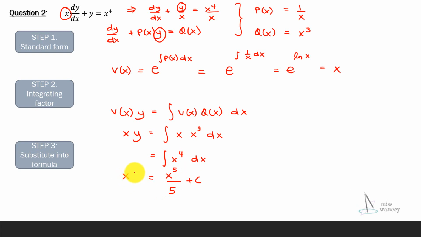So this is x y. Making y the subject, I just need to divide by x. So y is equal to x to the power of 5 over x, which will simply give me x to the power of 4 over 5, plus c over x. And again, since this answer has a c, this is also a general solution.